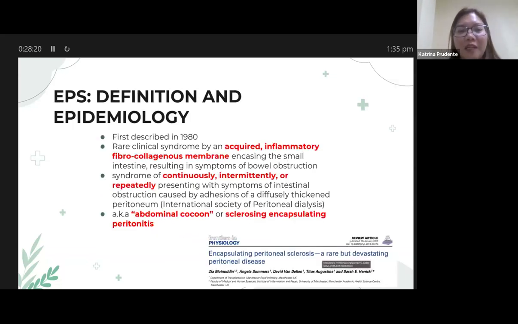EPS was first described in 1980. It is a rare clinical syndrome caused by an acquired inflammatory fibrocollagenous membrane encasing the small intestine, resulting in symptoms of bowel obstruction. It is a syndrome continuously, intermittently, or repeatedly presenting with symptoms of intestinal obstruction caused by adhesions of a diffusely thickened peritoneum, and it is also known as abdominal cocoon or sclerosing encapsulating peritonitis.